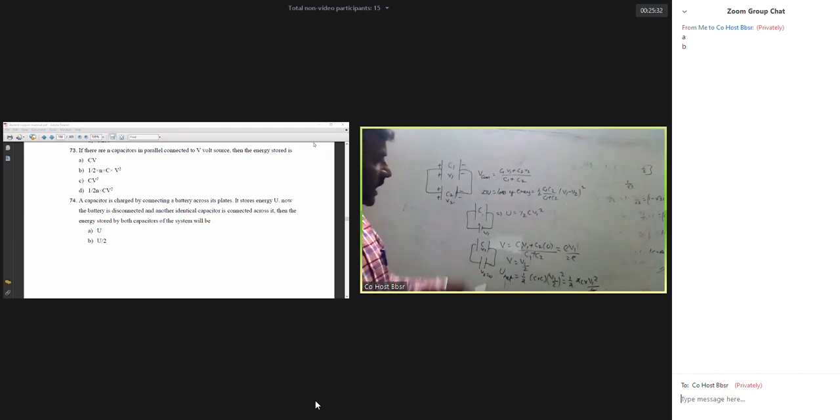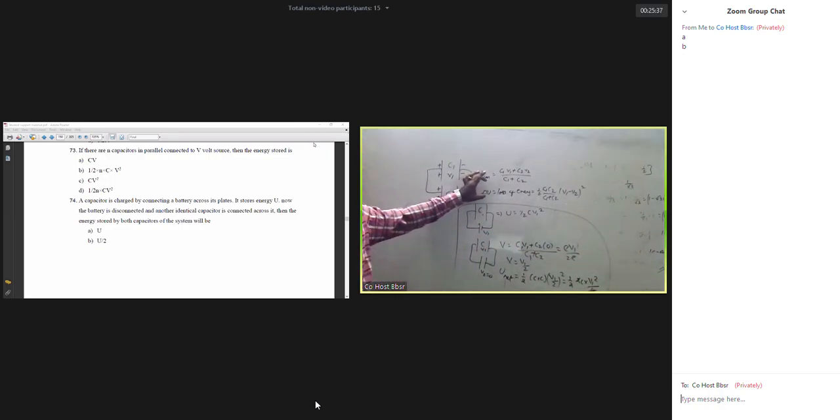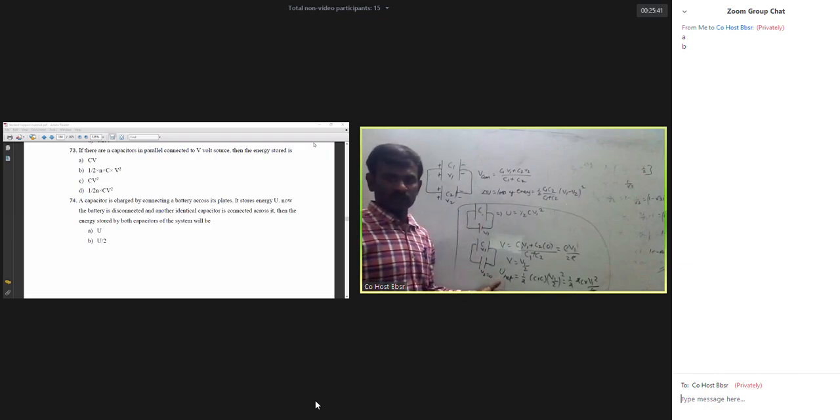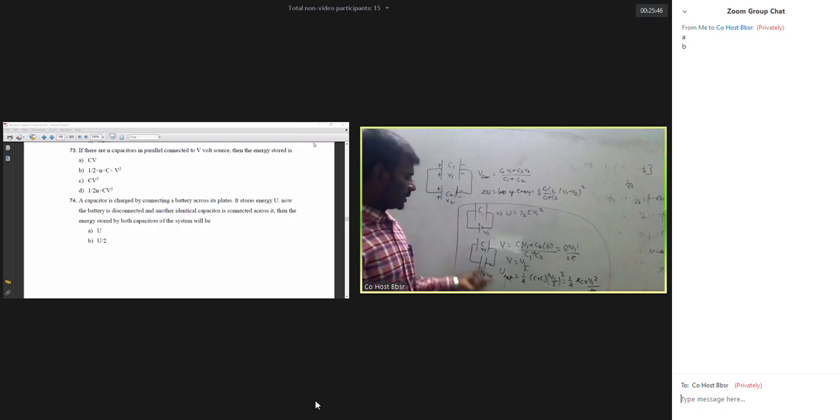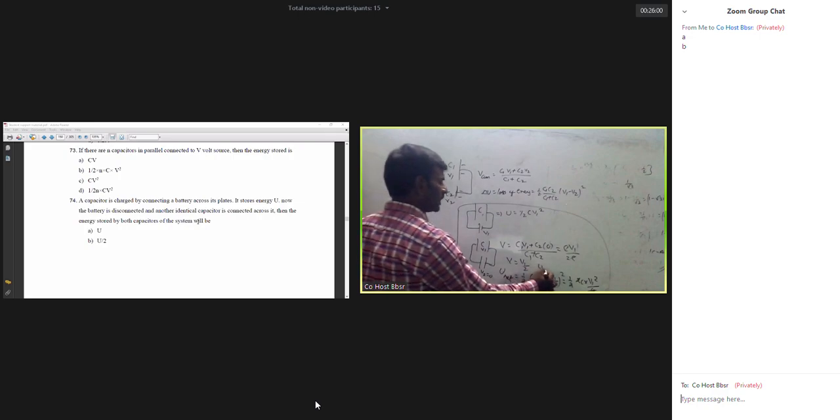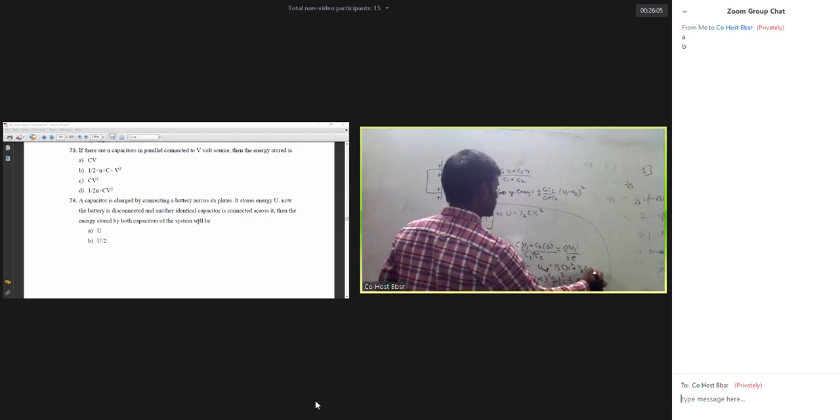Got this procedure? This is for the loss of energy, but not the energy of the system. Loss means final minus initial. This is only the final energy: half C V squared plus half C V squared. Both are the same, C plus C, and both are parallel now.